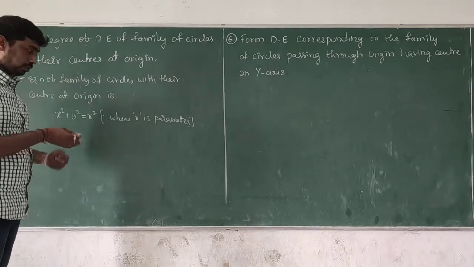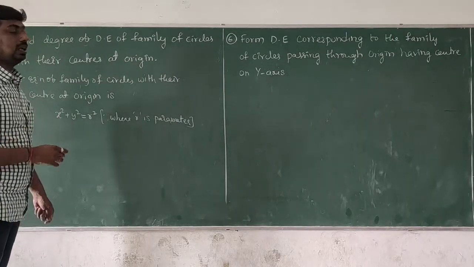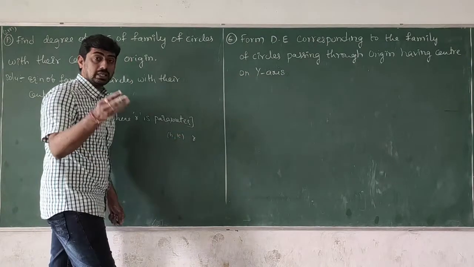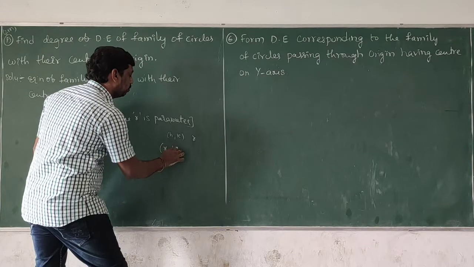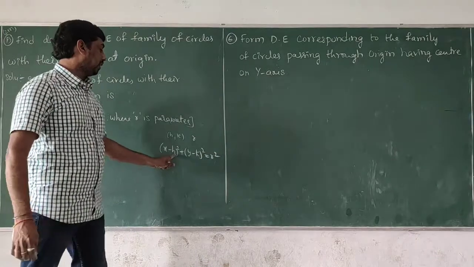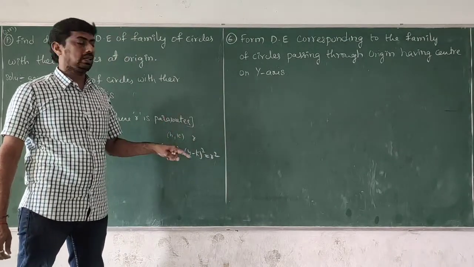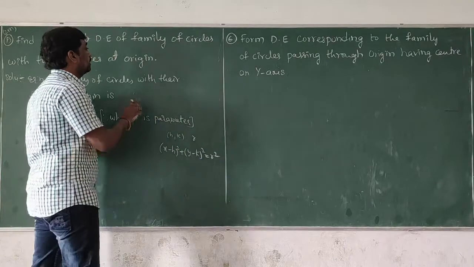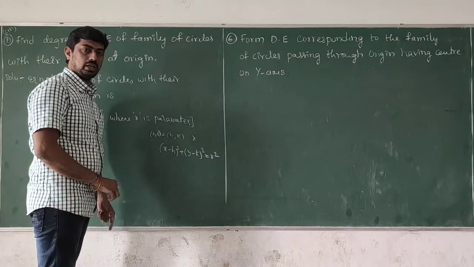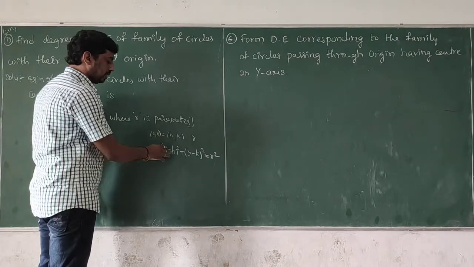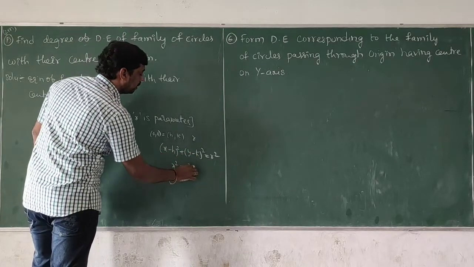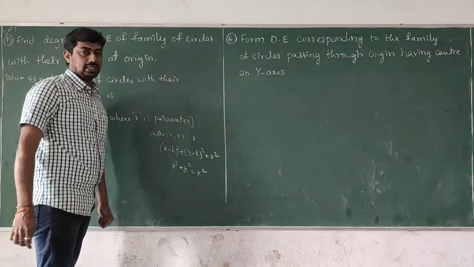Clearly, in the circles topic, we already learned that the equation of a circle with center h comma k and radius r is (x minus h) whole square plus (y minus k) whole square equal to r square, where h comma k is the center of the circle and r is the radius. Clearly, here the center is the origin. What are the coordinates of the origin? 0, 0. That's why h value is 0, k value is 0. Substitute in this one. x minus 0 means x square only, y minus 0 means y square only, equal to r square, where r is the radius of the circle.